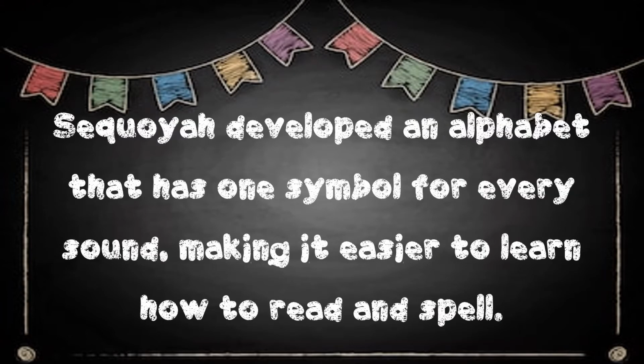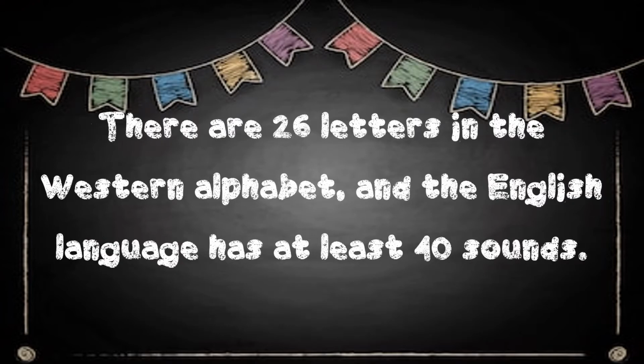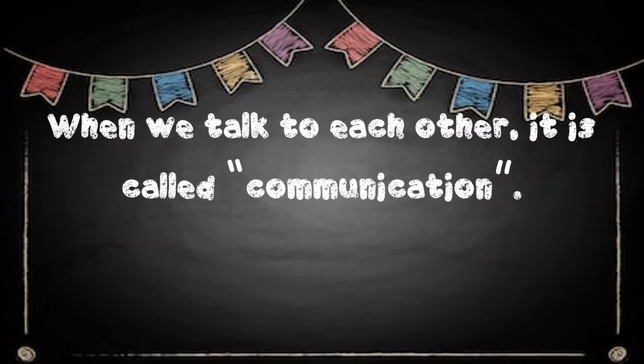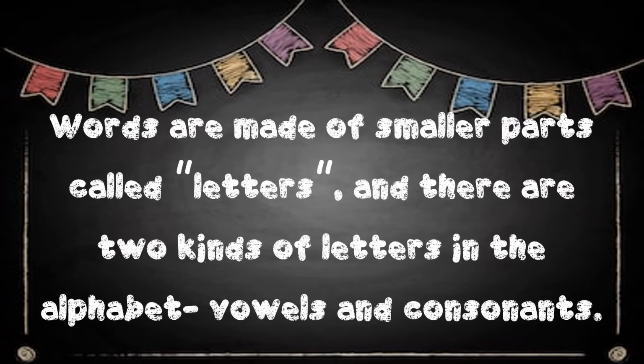Sequoia developed an alphabet that has one symbol for every sound, making it easier to learn how to read and spell. There are 26 letters in the Western alphabet, and the English language has at least 40 sounds. When we talk to each other, it is called communication.